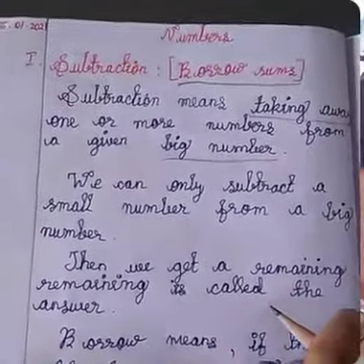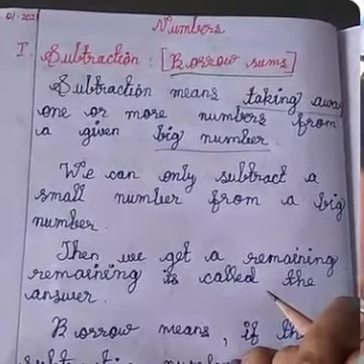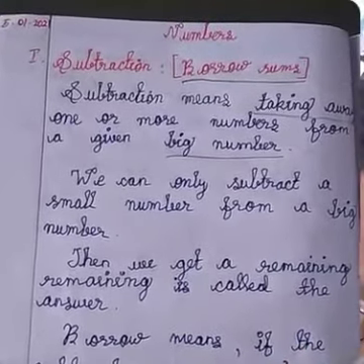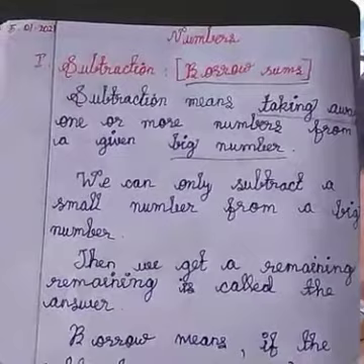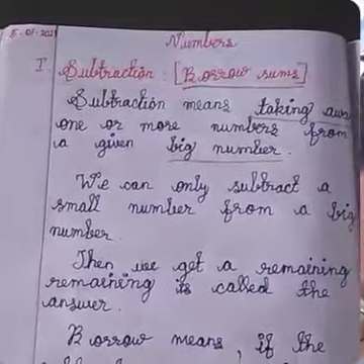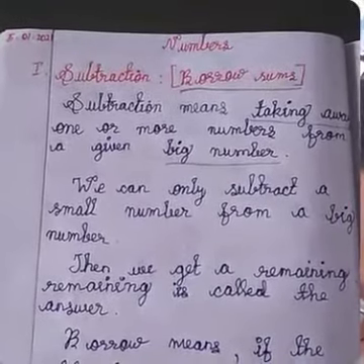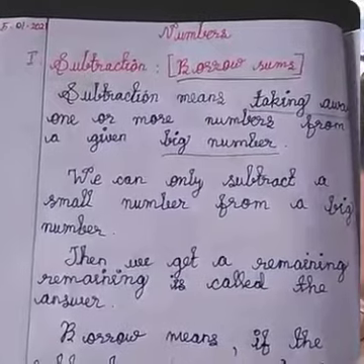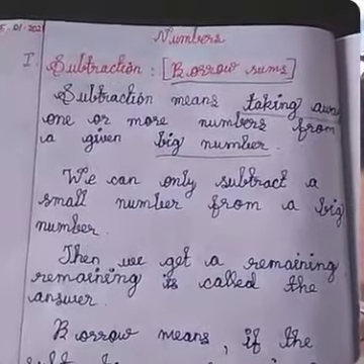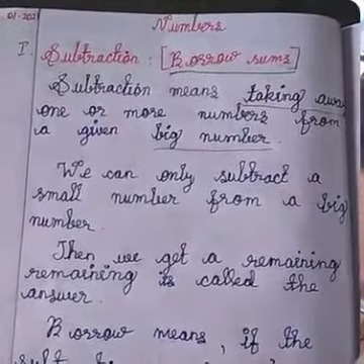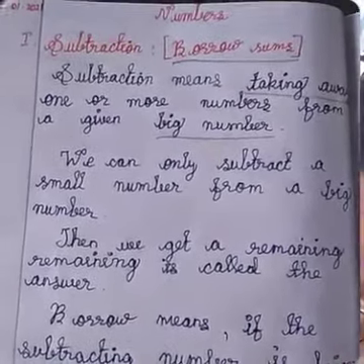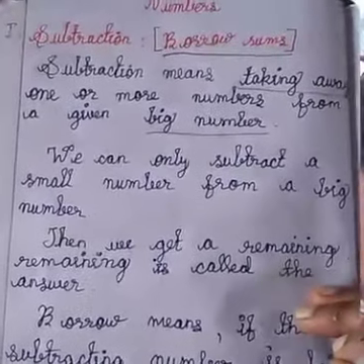Subtraction means taking away one or more numbers from a given big number. We take a small number from a big number. If the given number is so small, we cannot take the number, so we cannot do the subtraction directly. In this method, we use the borrow.